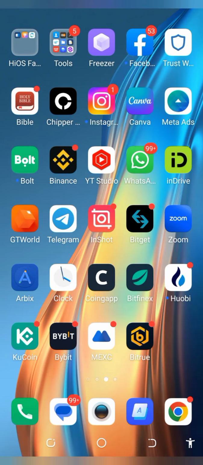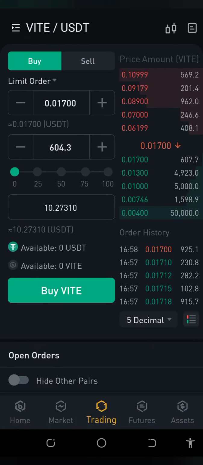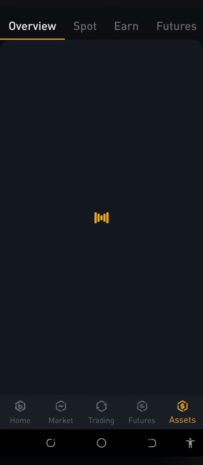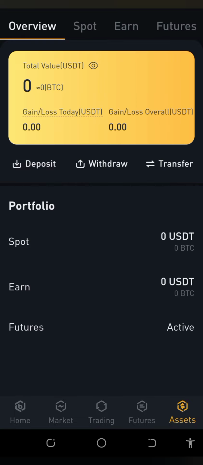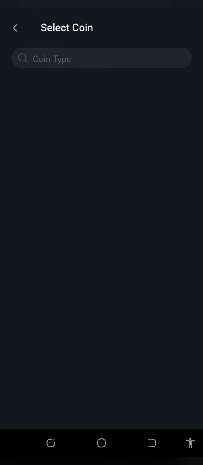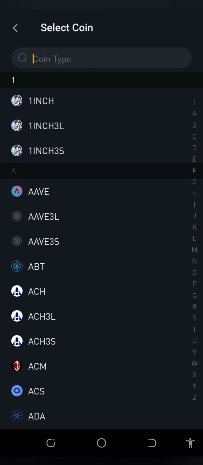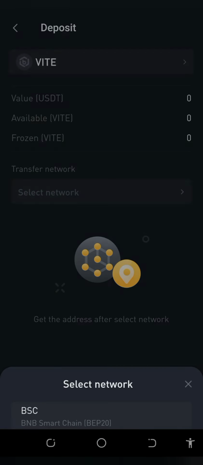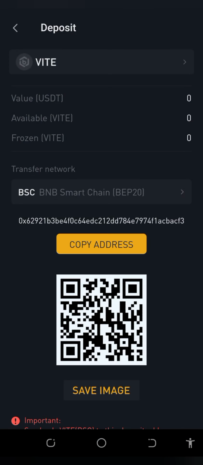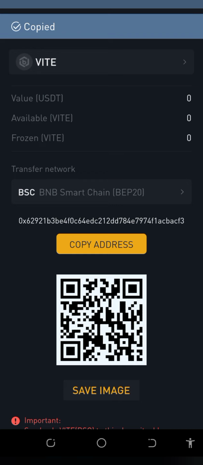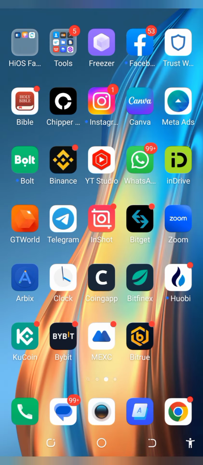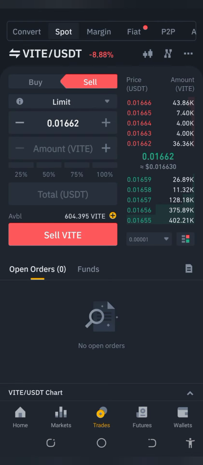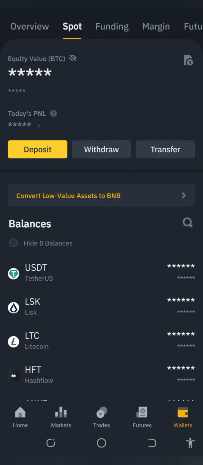So we're going to go back to Bitrue, and then we need to get the deposit address. Let's put VITE. Okay, so we're going to take the BSC and then copy the address. So we're going straight on. Let's hope that we'll be able to withdraw this. Okay, so let's go to withdraw.